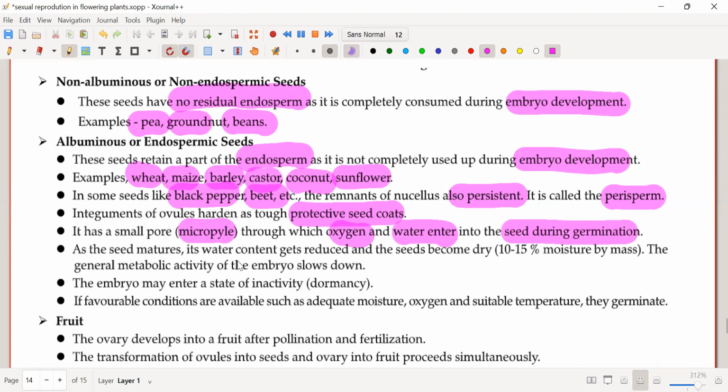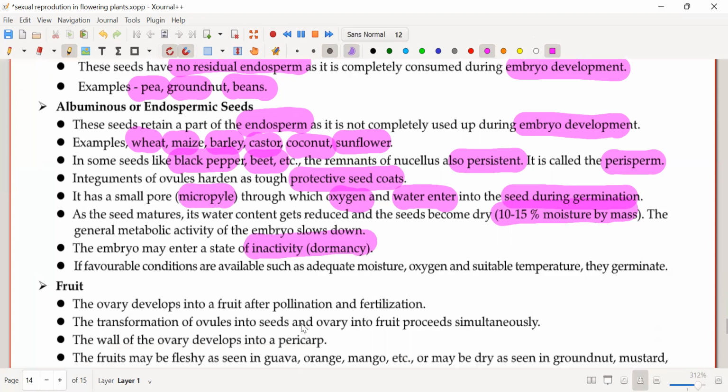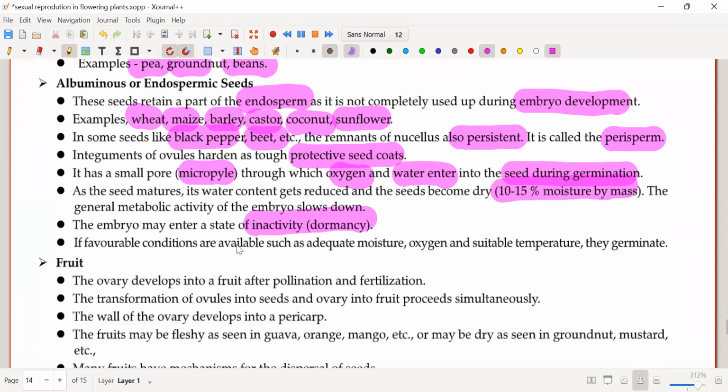As the seed matures, its water content gets reduced and the seed becomes dry. That is 10 to 15% moisture by mass. The general metabolic activity of the embryo slows down. The embryo may enter the state of inactivity, dormancy. If favorable conditions are available, such as adequate moisture, oxygen, and suitable temperature, they germinate.